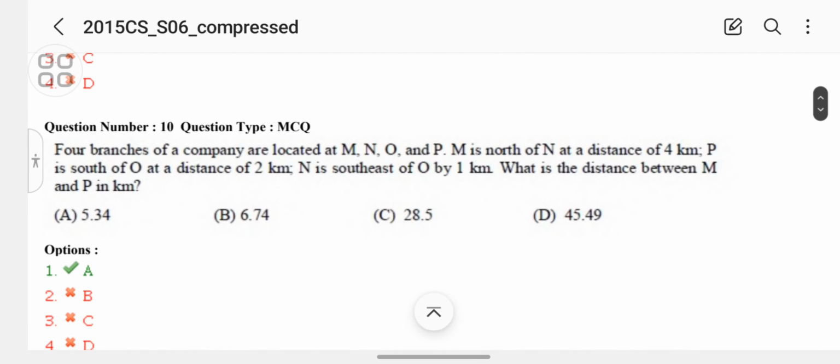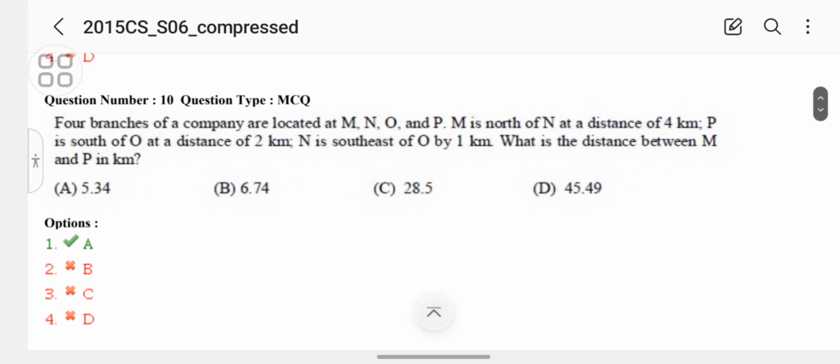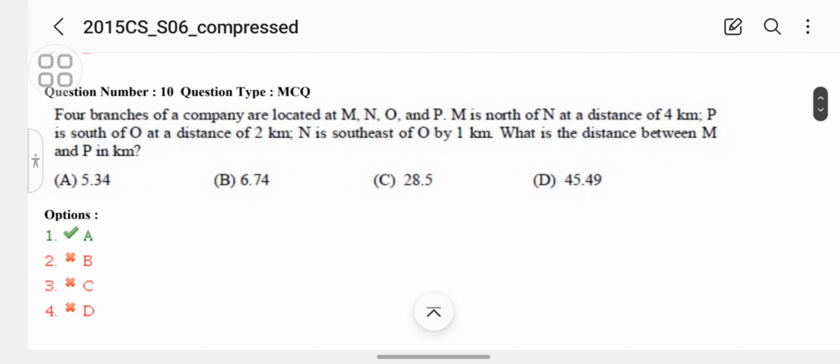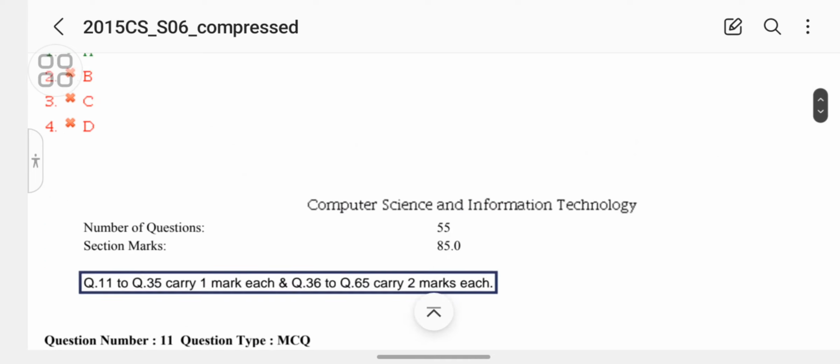Now question number 10 is 4 branches of a company are located at M, N, O and P. M is north of N at a distance of 4 km. P is south of O at a distance of 2 km. N is southeast of O by 1 km. What is the distance between M and N? So this is very simple. You can again frame the same question, right, and get the diagram and you will have the answer as 5.34.